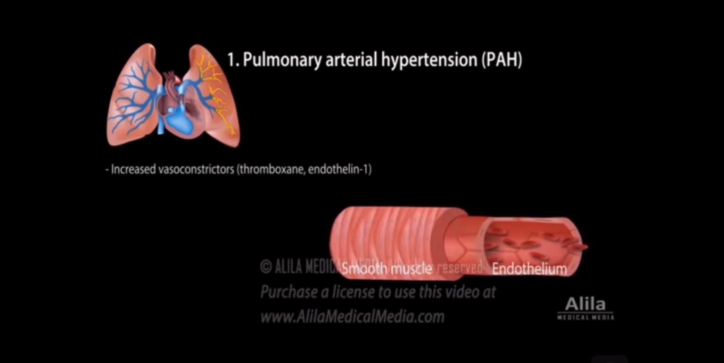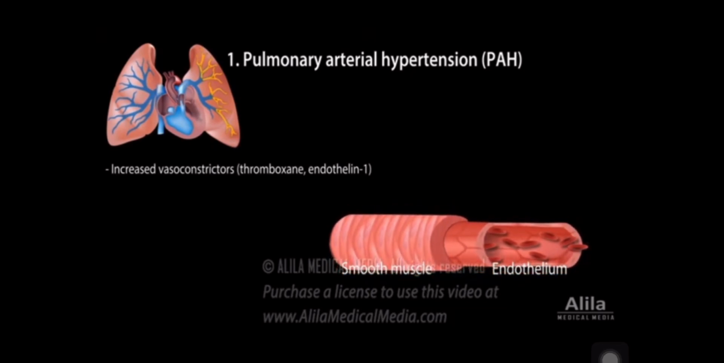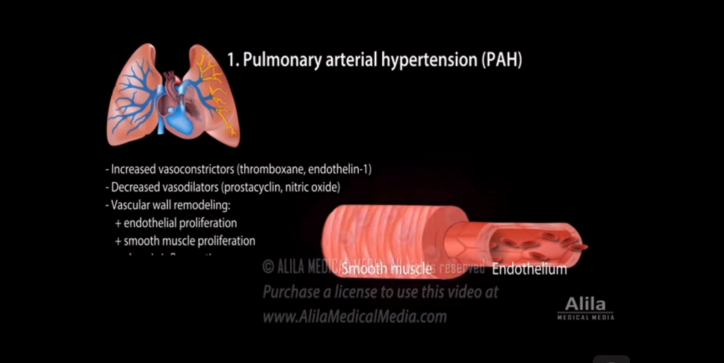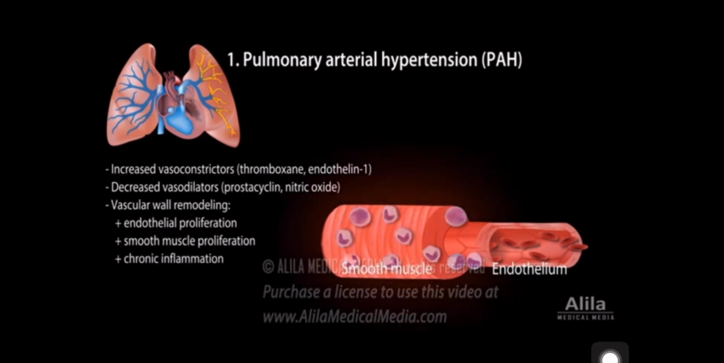These include increased activities of vasoconstrictors, decreased activities of vasodilators, and vascular wall remodeling as a result of endothelial and smooth muscle proliferation and chronic inflammation. In addition, increased vascular pressure injures the endothelium, activating coagulation, producing blood clots that further obstruct blood flow.